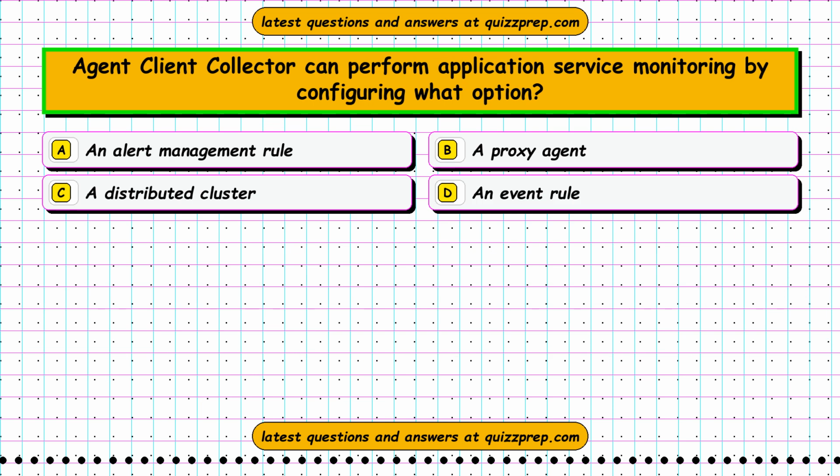Question 90. Agent Client Collector can perform application service monitoring by configuring what option? Option A. An alert management rule. Option B. A proxy agent. Option C. A distributed cluster. Option D. An event rule.